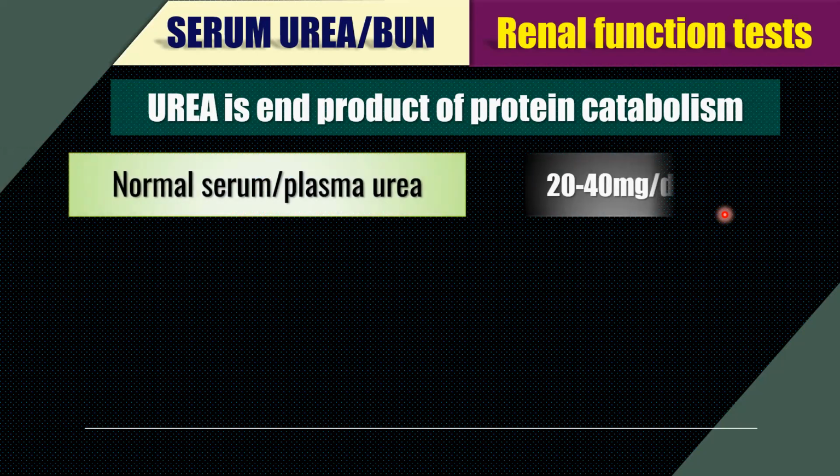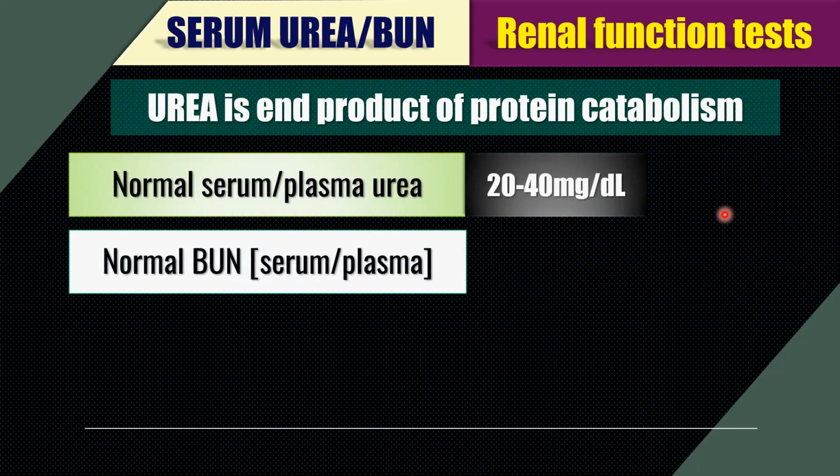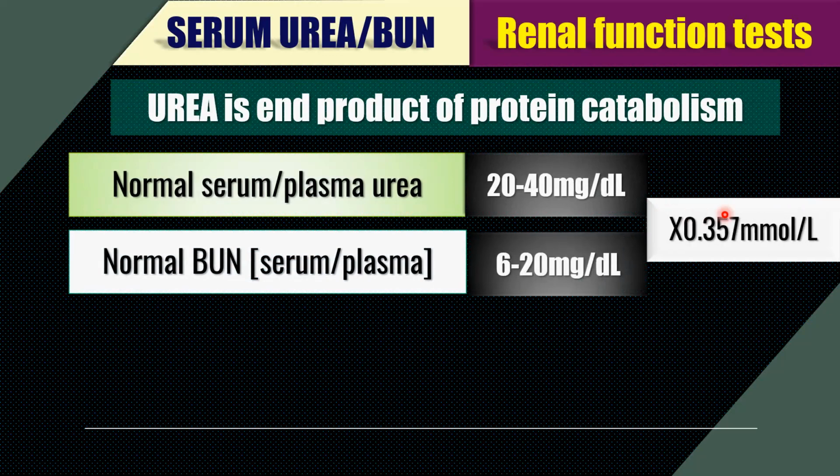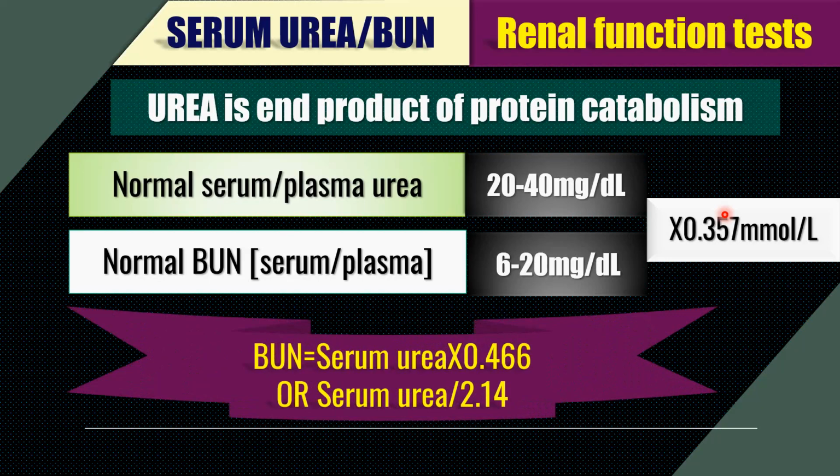Normal serum or plasma urea level is about 20 to 40 milligram per deciliter, and there is a term called blood urea nitrogen. So blood urea nitrogen we can estimate directly or we can calculate by estimating serum urea. The normal blood urea nitrogen is about 6 to 20 milligram per deciliter.